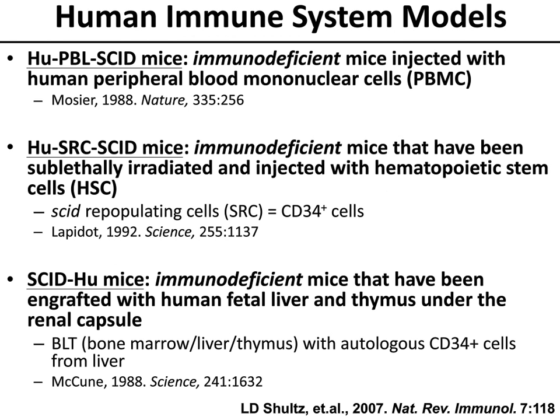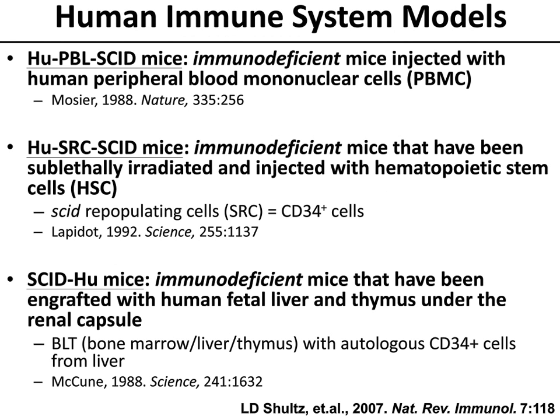Now, for each one of these models, there are strengths and weaknesses, and I'll be describing some of these as I go through each one of these. So the advantage for the Hu-PBL-SCID mouse model is that this is probably the easiest to generate. Basically, you need to purchase or obtain human PBMCs, purify these cells over a Ficoll-Hypaque gradient, inject those into the mice, and you'll get high-level human immune cell engraftment very easily in these mouse models.